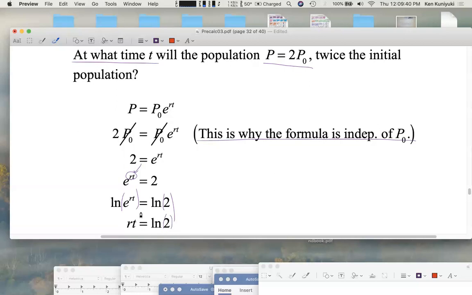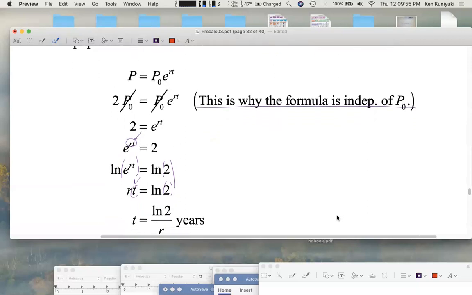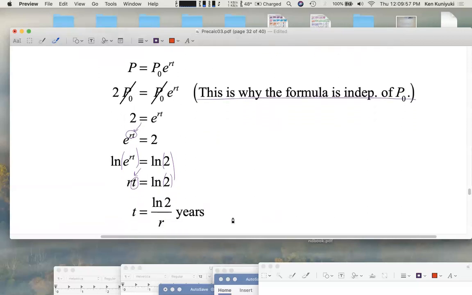We want to solve for t. And in order to do that, we divide both sides by r, which presumably is not 0. If r equals 0, you don't have growth. We need r to be positive to have growth. t equals ln of 2 over r in years. r as a decimal.